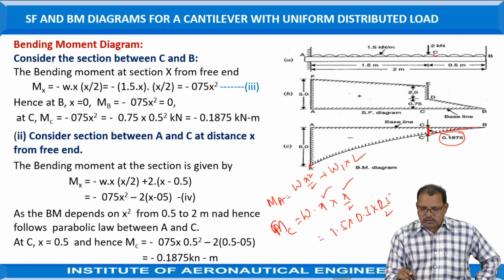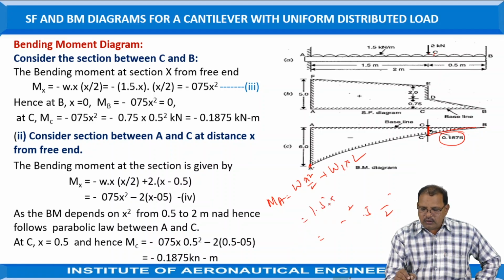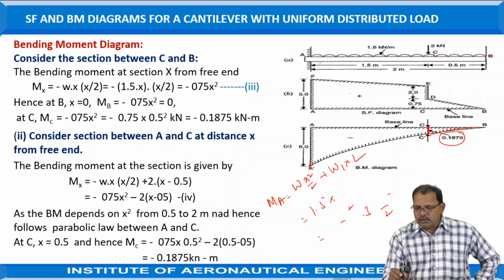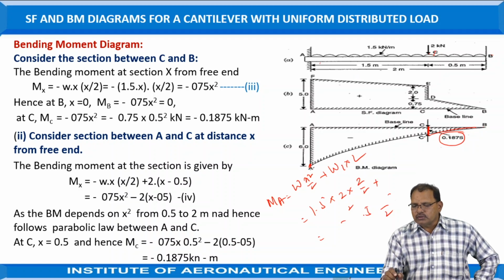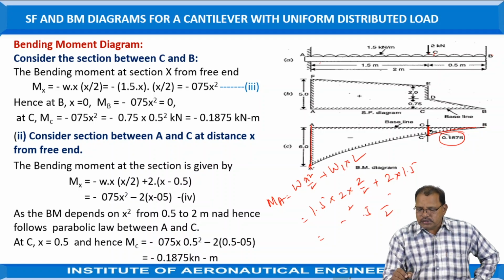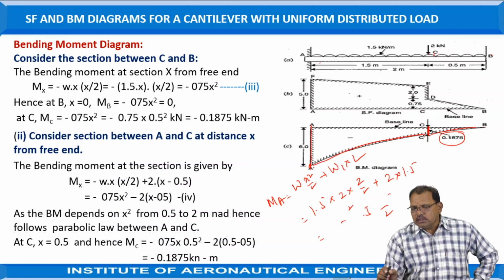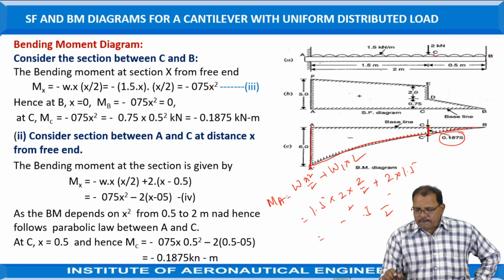According to this calculation, the bending moment at point A is equal to W, which is 1.5, times the length of 2 meters acting in the middle, that is 2 by 2, plus the point load W1, which is 2, at a distance of 1.5. Totally it is equal to 6. So draw the vertical line of 6 in the downward direction. Join the points again by a smooth curve. This curve is called a parabolic curve.